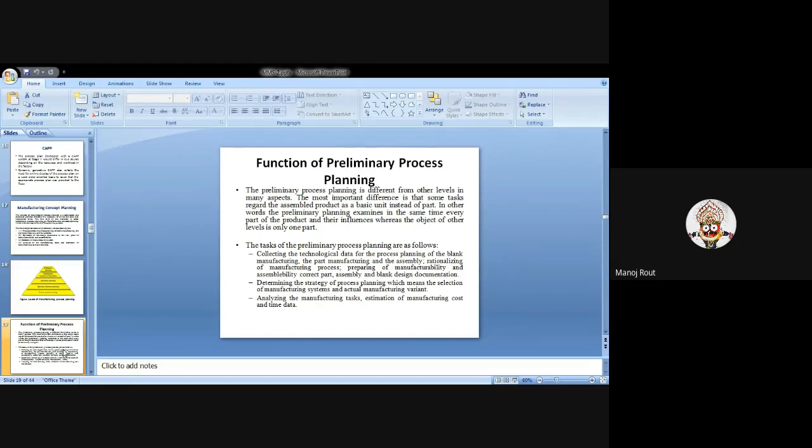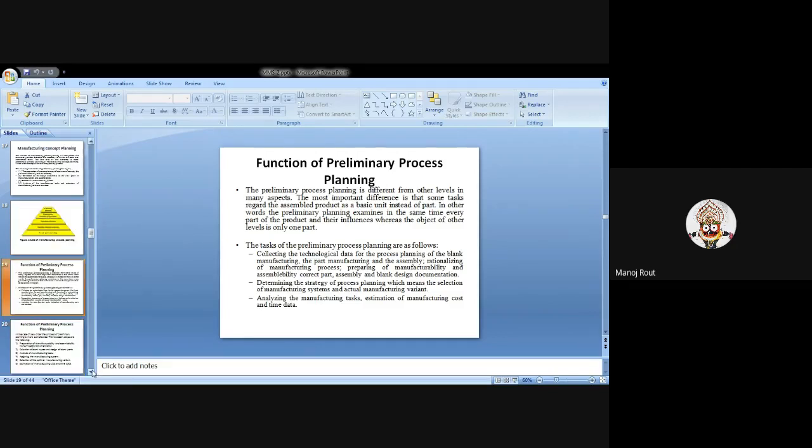The next function of preliminary process planning is determining the strategy of process planning, which means the selection of manufacturing system and the actual manufacturing variant to be considered. And the last one is analyzing the manufacturing tasks, estimation of manufacturing cost and time data. So these are the things that should be considered as functions of preliminary planning.